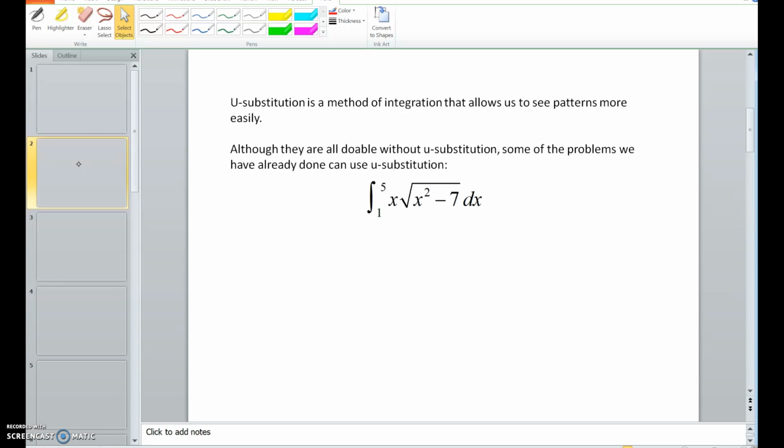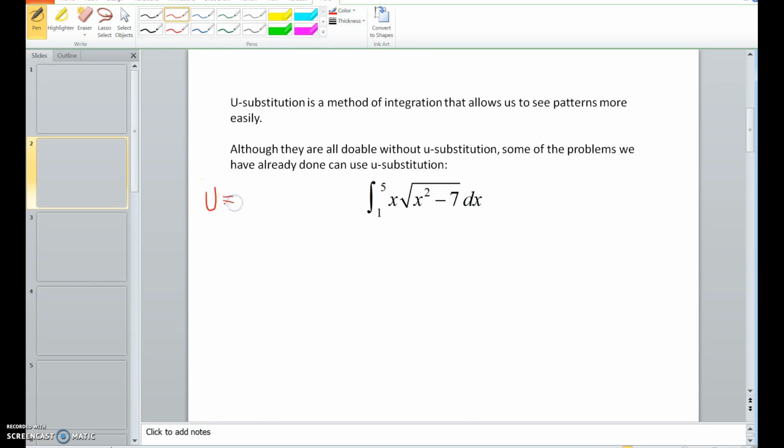So we've actually done a lot of problems already that you can use u-substitution for, and some of you have been using u-substitution for them, but they're doable without it. So here's an example of a problem that you can use u-substitution for, but that we also know how to do without u-substitution.